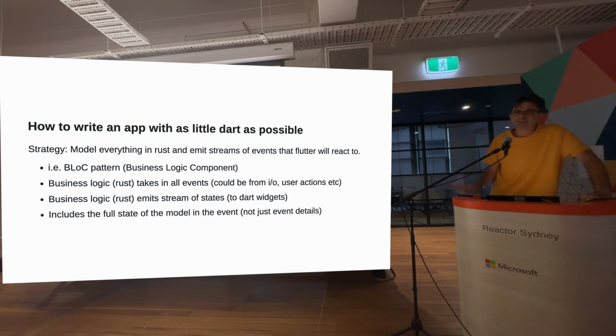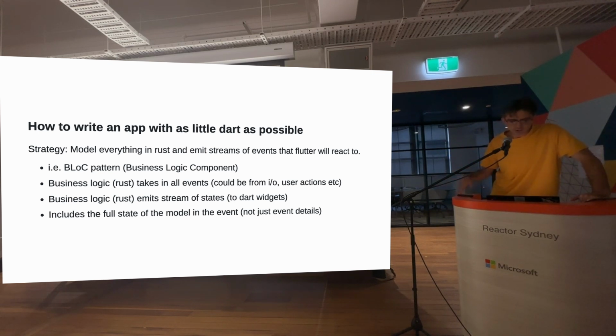This thing called the BLoC pattern. I don't know what really that is, but it's very popular amongst people who talk about React and stuff. But basically, this is my understanding of it. You do your business logic in one area, and in this case, it's going to be Rust, and it consumes events. So it consumes stuff from I/O, user actions, right? So it's consuming all these events, this business logic, and then it's emitting states. Okay, a stream of states is coming out of that thing, and the states are going to your UI elements, to the Dart widgets, and they're consuming that state and rebuilding themselves based on the states that are being emitted.